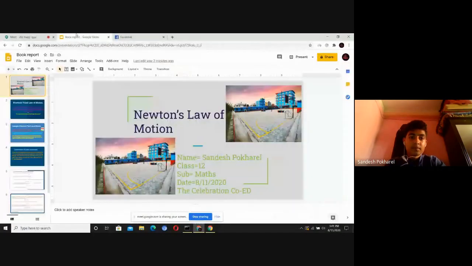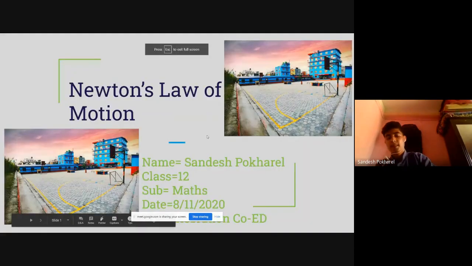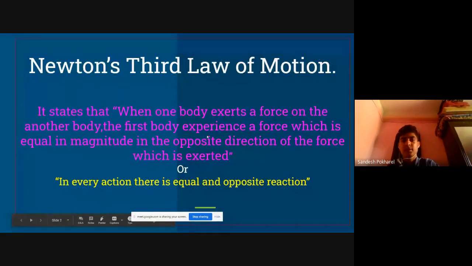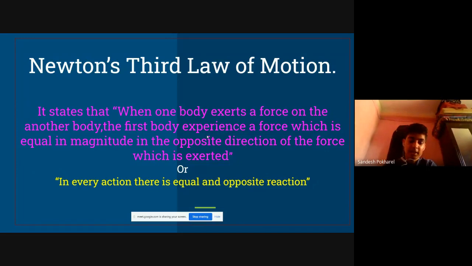I'm here to explain you about Newton's third law of motion. It states that when one body exerts a force on another body, the first body experiences a force which is equal in magnitude and opposite in direction to the force which is exerted. Or in other words, in every action there is equal and opposite reaction.